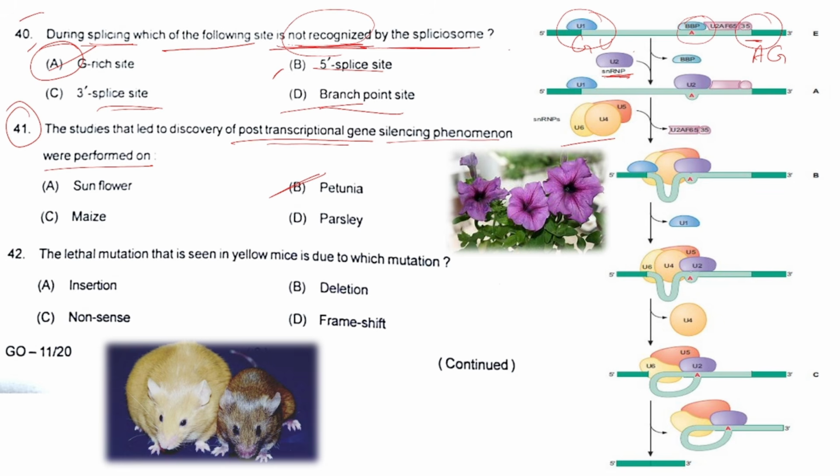Question number 42 is asking about a lethal mutation. The lethal mutation that is seen in yellow mice is due to which mutation? Remember, this mutation is lethal in which condition? In the homozygous condition. If a lethal mutation is present in the homozygous condition, the mice will die in the embryonic stage itself. But in the heterozygous condition, a yellow coat color will be expressed, and this yellow coat color is due to a mutation in which gene? In the Agouti gene, and this is a type of insertional mutation. This is what you need to remember. So the answer for this will be option A, that is insertion.